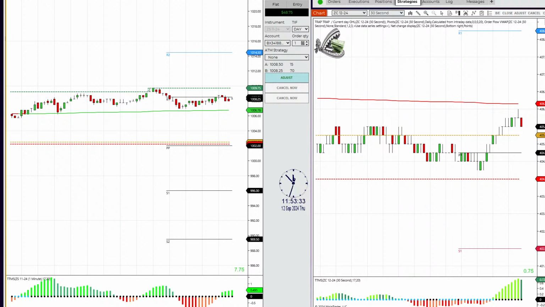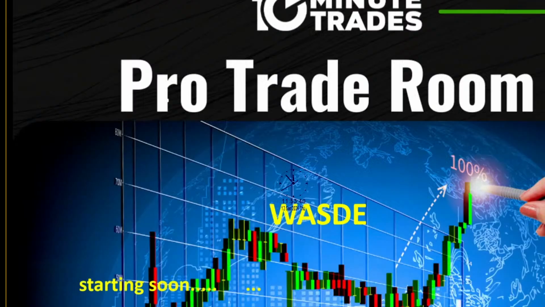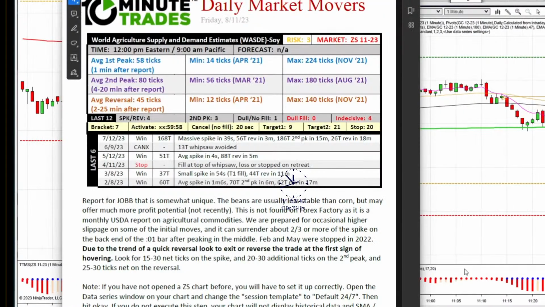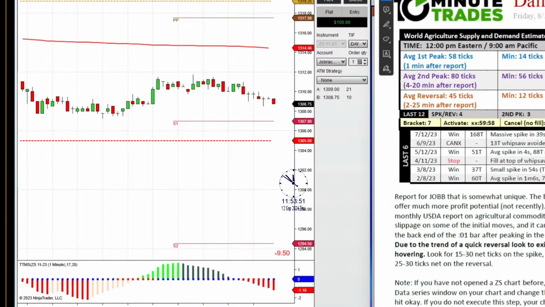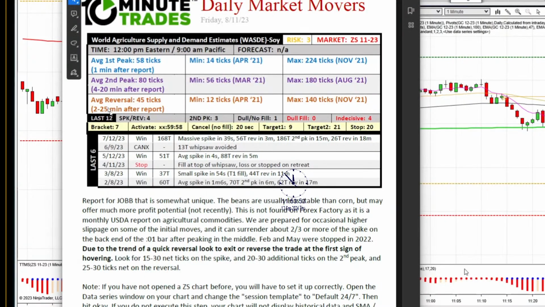Keep that in mind. Let's look at WASDE a year ago. That was soy. We had a smaller bracket, similar stop. The moves were very big. 168 ticks in July of 23, 60 ticks in February, 51 in May. Definitely bigger than we're seeing right now.